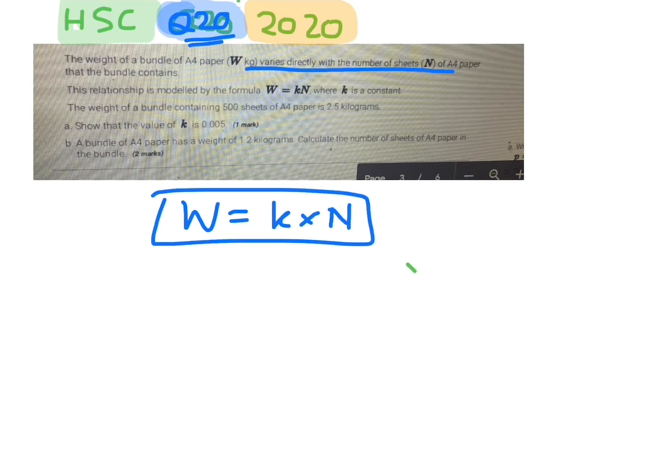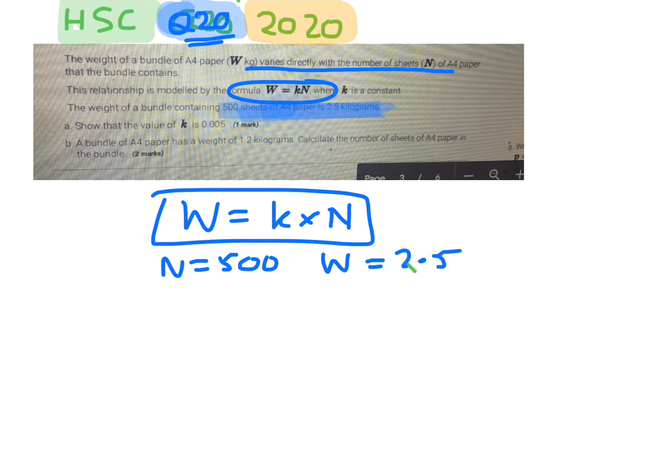Okay, so what else have we got here? So they're giving you the relationship there, that's good. Now they're going to give you some information. So when you have 500 sheets, it weighs 2.5 kilos. It's kind of important. You can see that from that statement there. Might just underline it so you can see it. 500 sheets, 2.5 kilos. That means in place of the W, you're going to put 2.5 equals k times, and in place of the N, you're going to put 500.